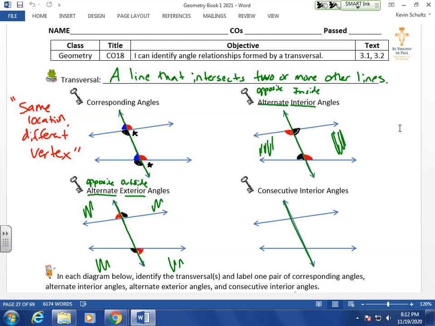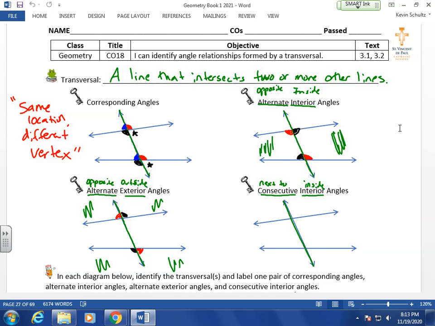The last one here, consecutive interior angles. Again, that word interior, meaning inside. And consecutive means next to. Okay. Now, I'm going to start by showing you what are not consecutive interior angles.